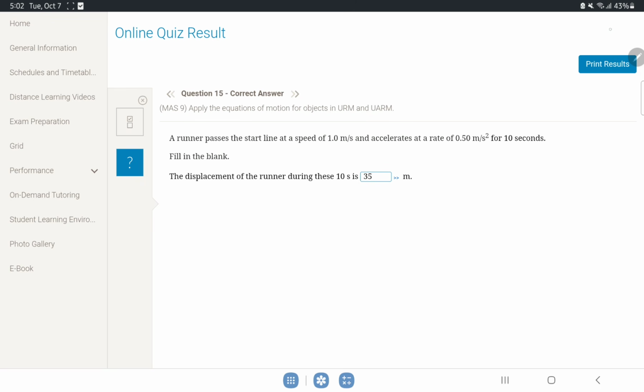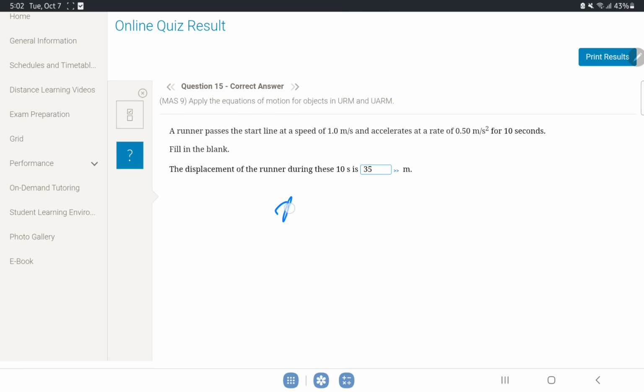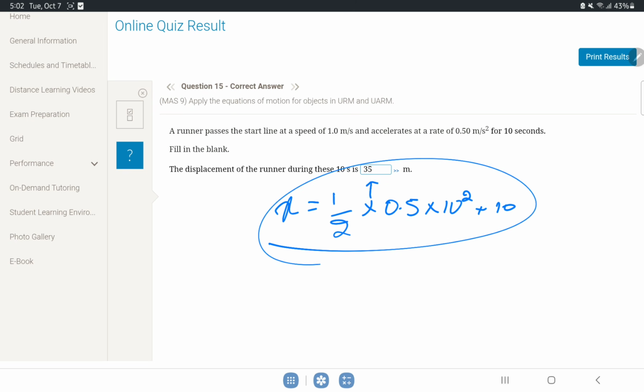The displacement of the runner in these 10 seconds. They gave us velocity, acceleration, and time, and they want us to know displacement, so we use this long rule. X is equal to 1 over 2 times the acceleration, 0.5 times 10 squared, plus v initial t, so 1 times 10, plus x initial, 0. So plus 10, and plug it into the calculator and you will get 35.